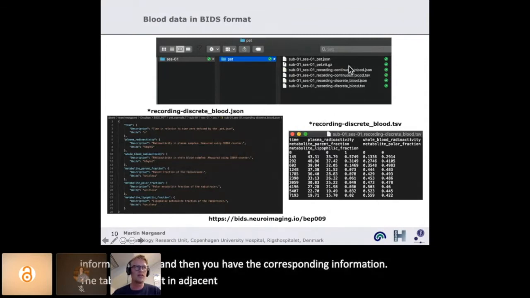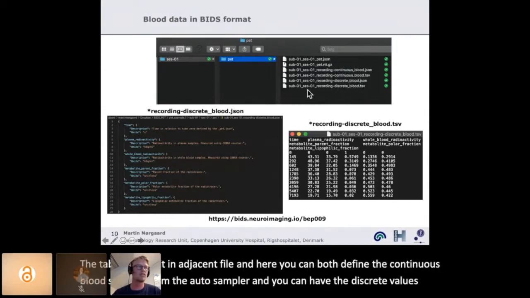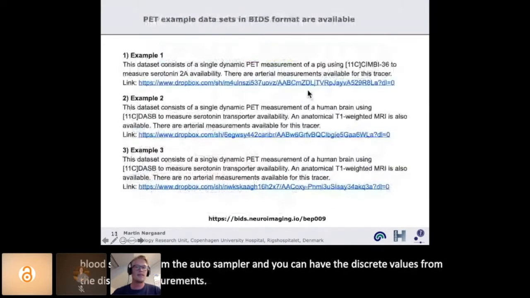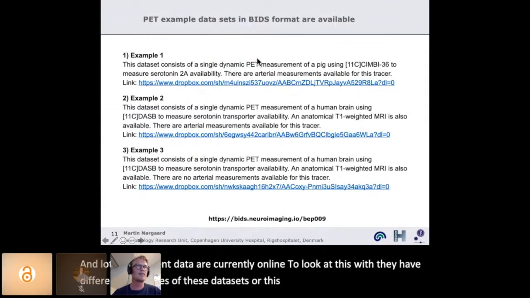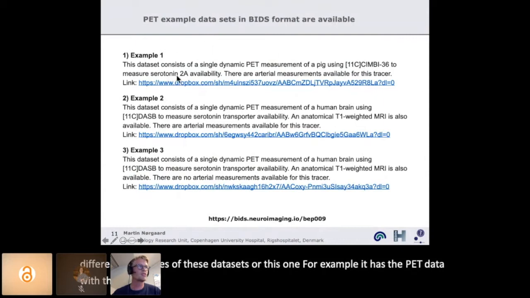And here you can both define the continuous blood samples from the autosampler, and you can have the discrete values from the discrete measurements. And lots of different data are currently online to look at this. They have different properties, these data sets. So this one, for example, has the PET data with the tracer SIMBI36. It measures the serotonin 2A availability. Arterial measurements are available for this, both continuous and discrete blood samples.